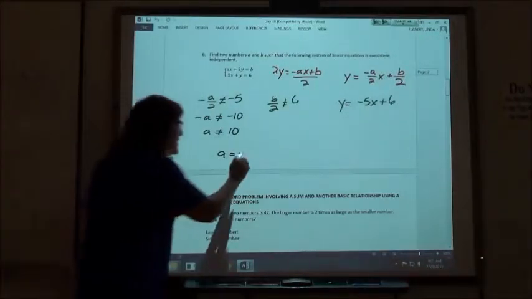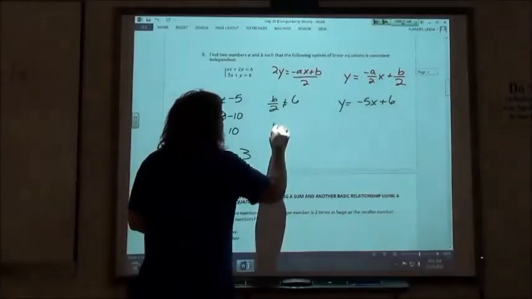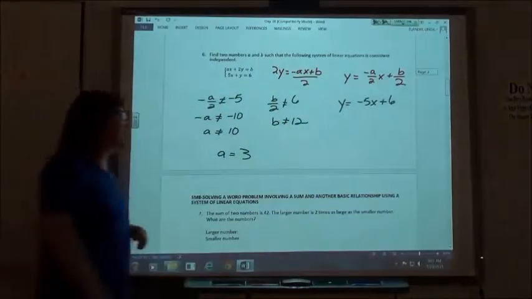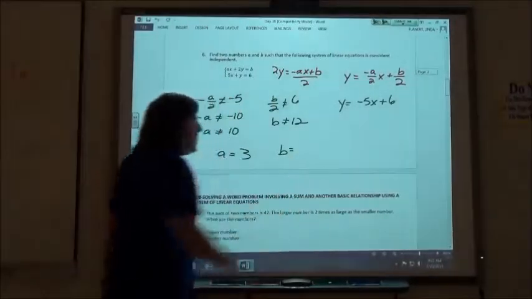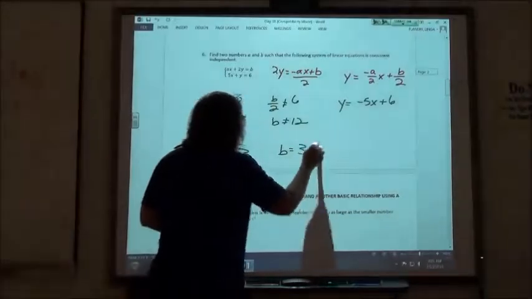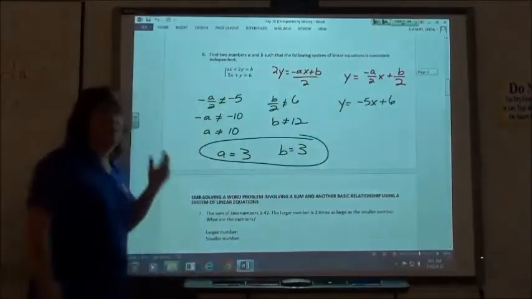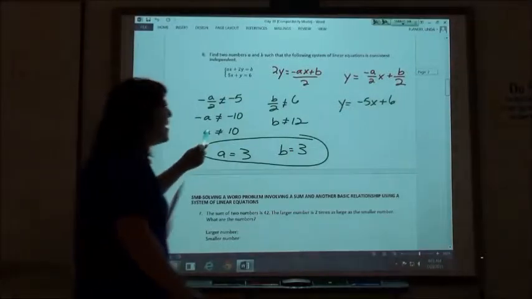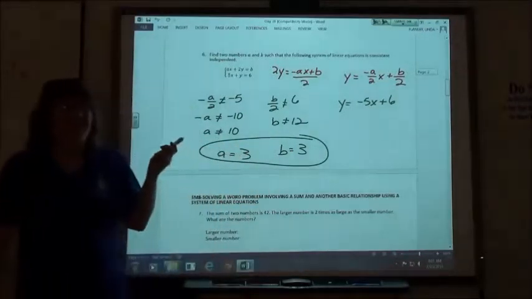3. Anything that's not 10, right? B can't equal 12. So what do we want B to be equal to? 3. Anything that's not 12. There's my answer set. So you hope they ask you that one. Even if you did the problem wrong, there's a pretty good chance you still might get the right answer.